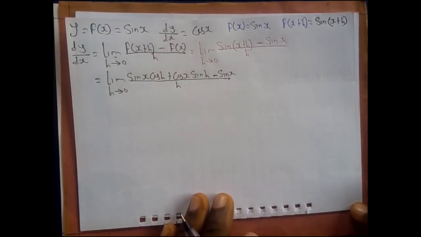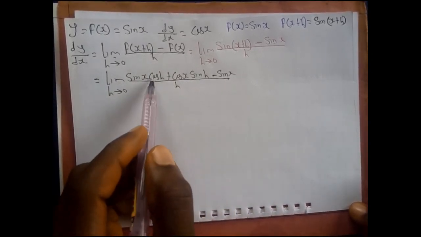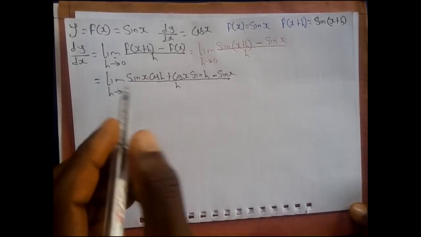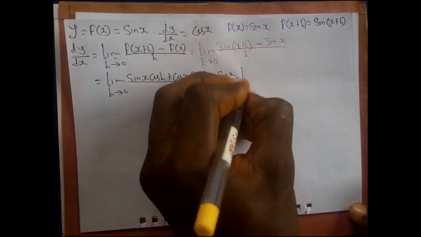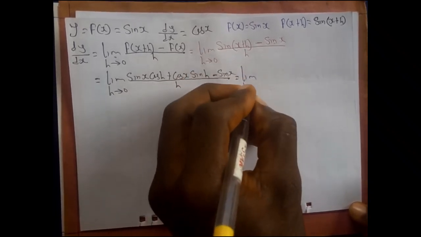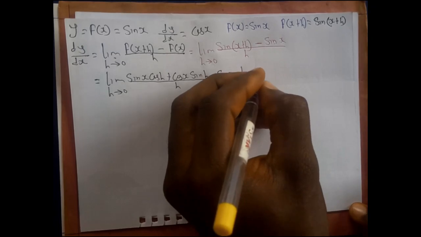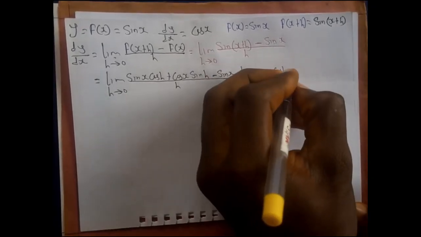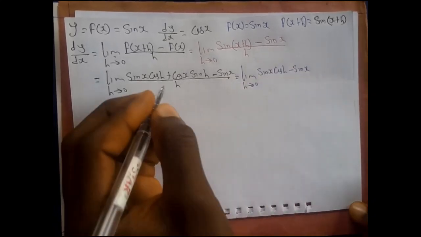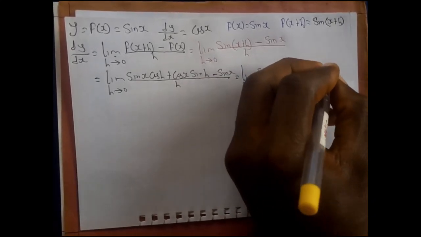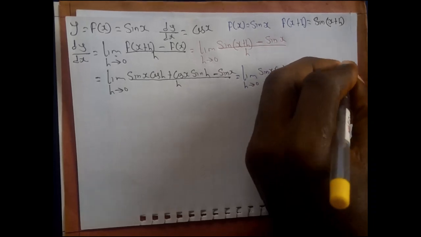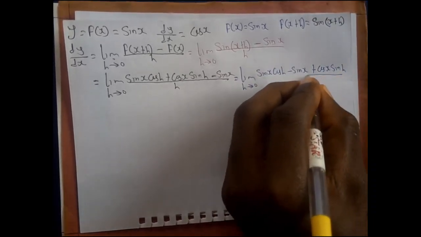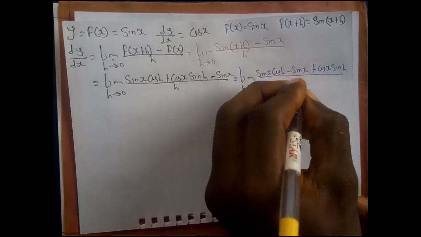Perfect. Now at this point, I would like to combine this term with sine x. So therefore, we now have it equal to the limit as h approaches 0. So combining sine x, we have sine x cos h minus sine x plus cos x sine h. Okay, perfect. And we still have a division by h.